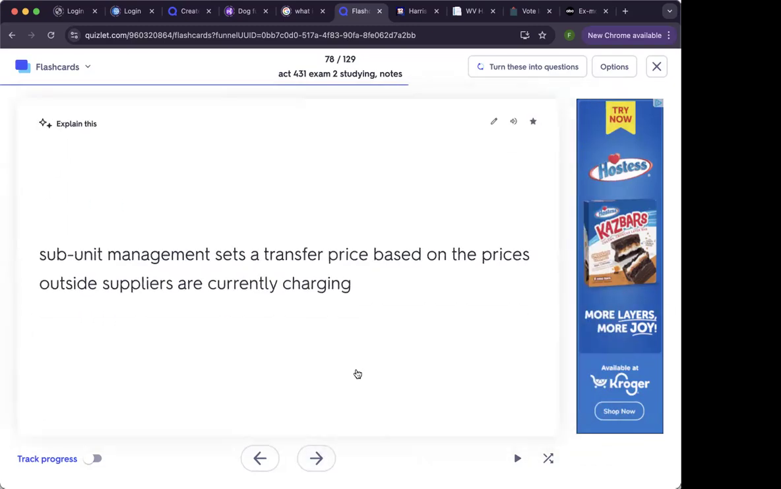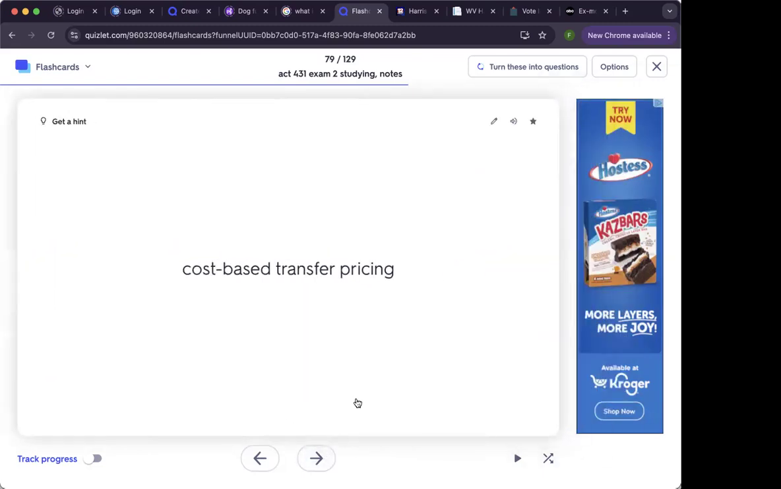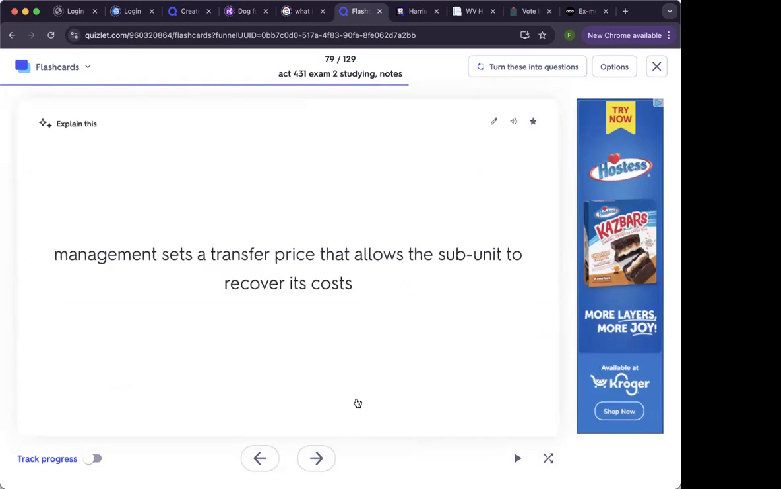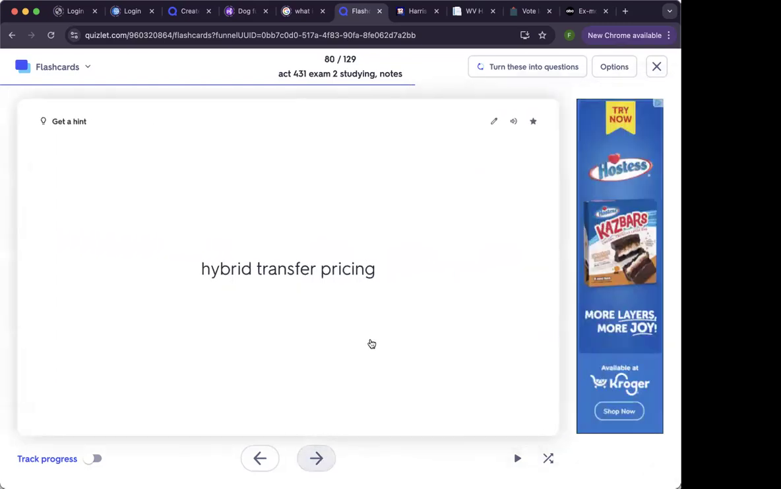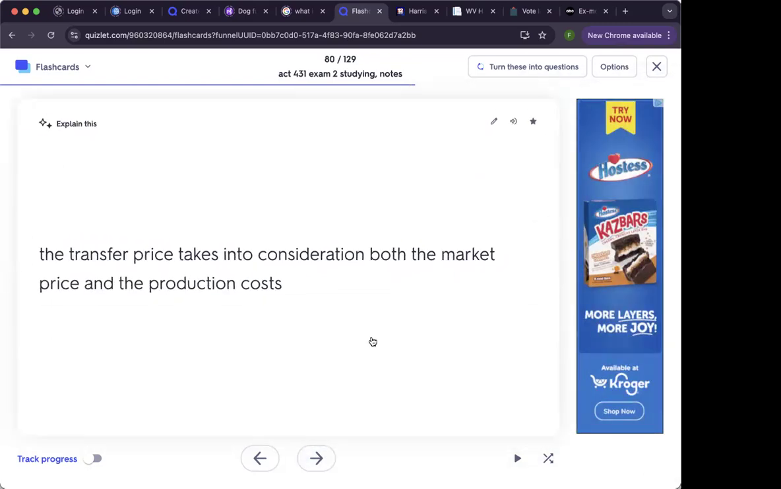Market-based. Subunit management sets a transfer price based on the prices outside suppliers are currently charging. Cost-based. Management sets a transfer price that allows the subunit to recover its costs. Hybrid. Transfer price takes into consideration both the market price and the production costs.